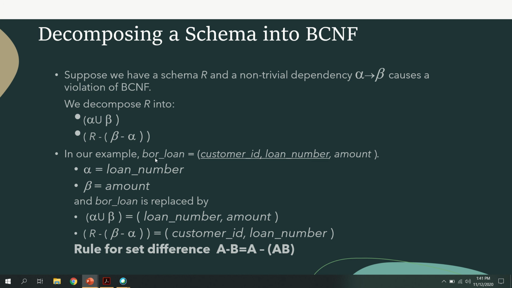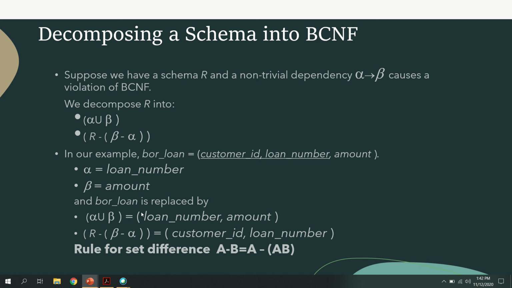So suppose that we have a table whose name is Borrower loan. And these are the attributes of the table. That is, R is equal to customer ID, loan number, amount. Here these two are underlined. That means that these are the primary key of this table. And now we consider alpha is equal to loan number, that is directly given, that attribute is taken as alpha, beta is the amount. So we can say that alpha implies beta is non-trivial because the left side is loan number, right side is amount. Then we know that this table is not in BCNF.